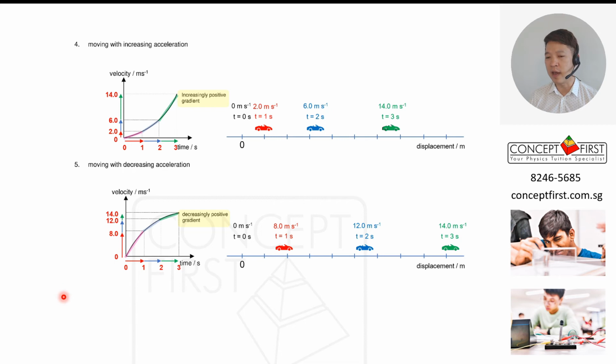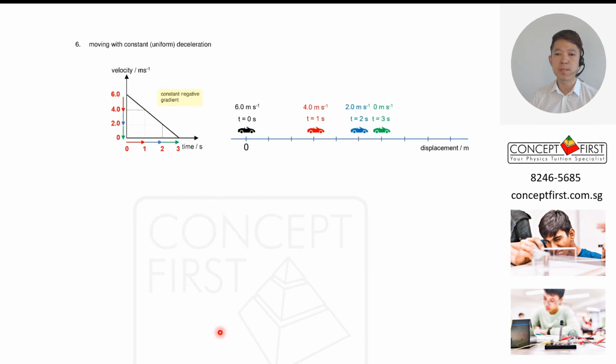Now, the area gives the displacement. I want you to take note of these two areas, compare these two graphs. This is a larger area, that is why it covers a greater displacement. Smaller area, shorter displacement.